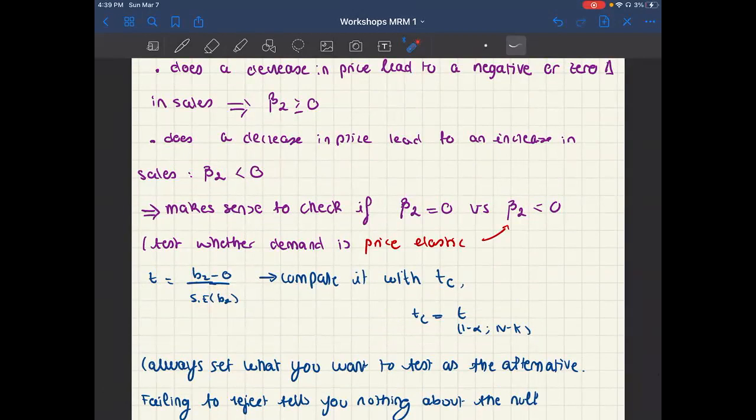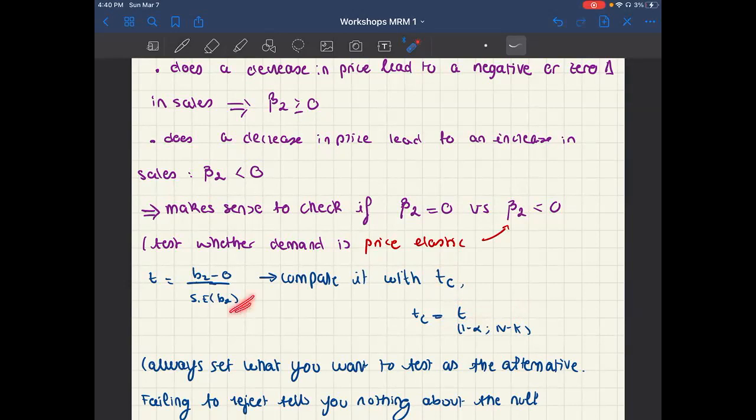All right, so that's how you would go about it. You get the test statistic like this, and you would compare it with the critical value TC, which you obtain by looking at the table of the t distribution with n minus k degrees of freedom and the 1 minus alpha level of confidence.